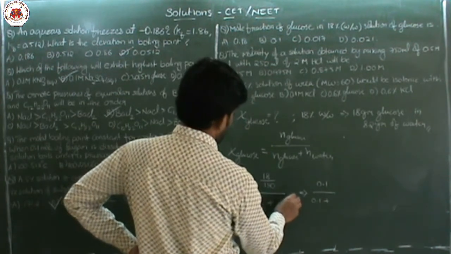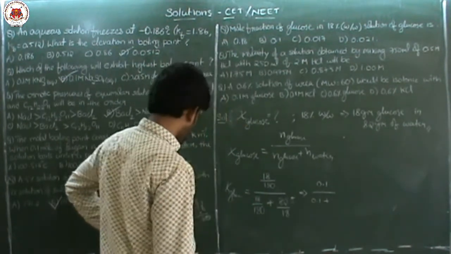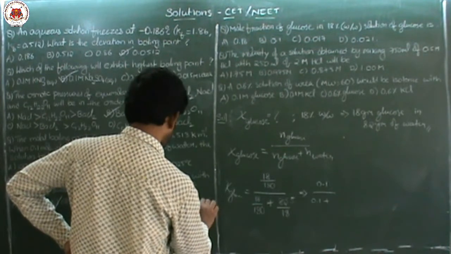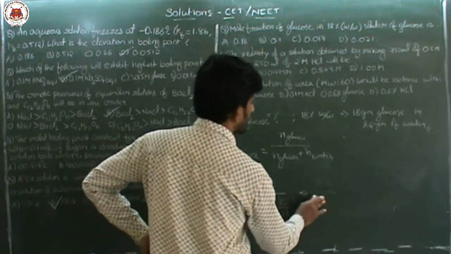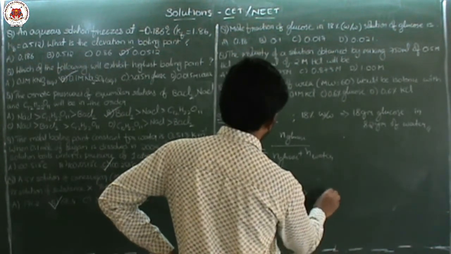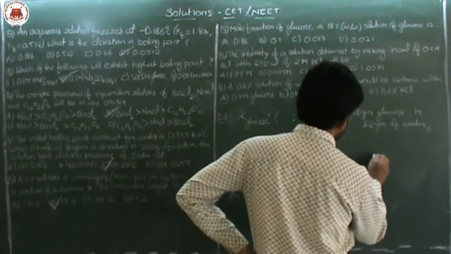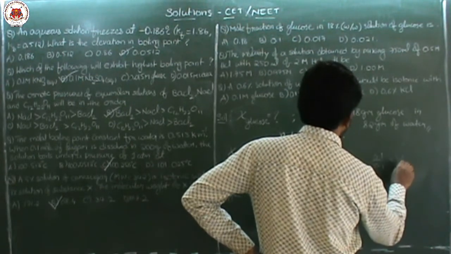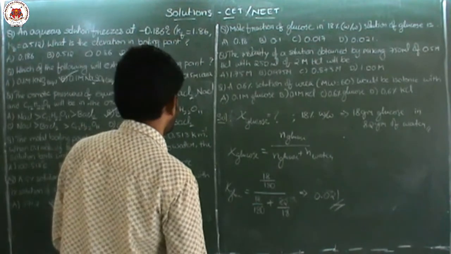82 divided by 18 is approximately 5 point something. So the mole fraction should come around 0.1 divided by about 5, so it is approximately 0.021.